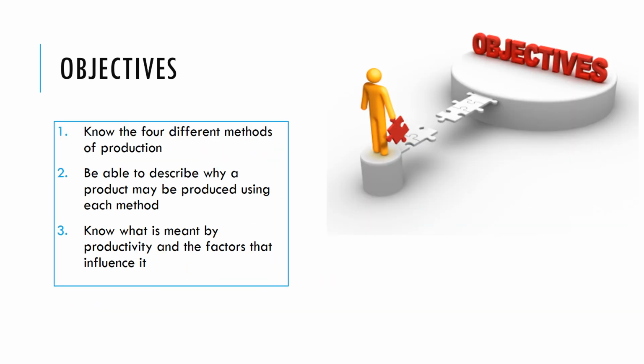So we've looked at the 4 different methods of production. We've looked at the advantages and disadvantages of each one, and then looked at labour productivity, in particular labour productivity, and the factors that influence it. That's all.